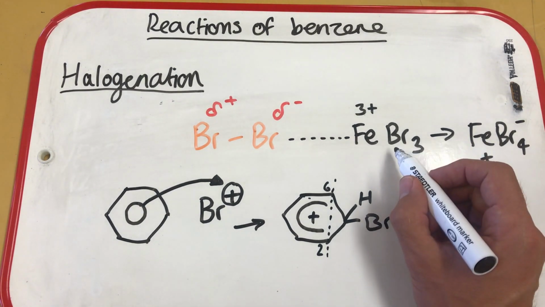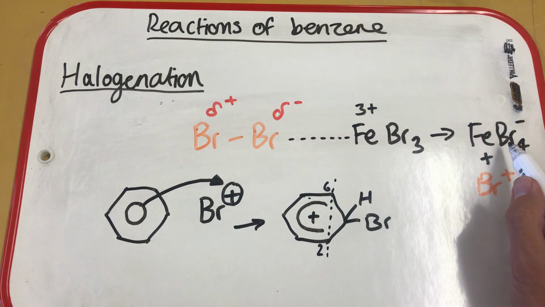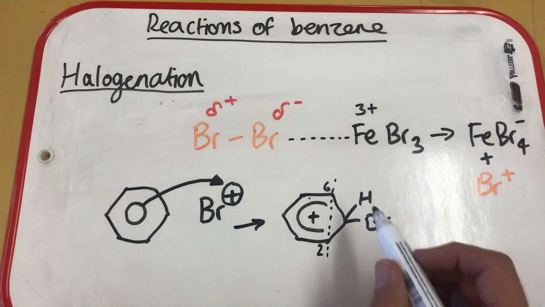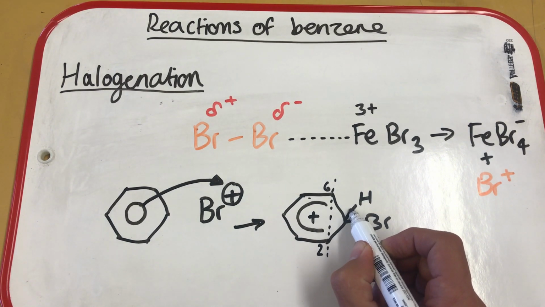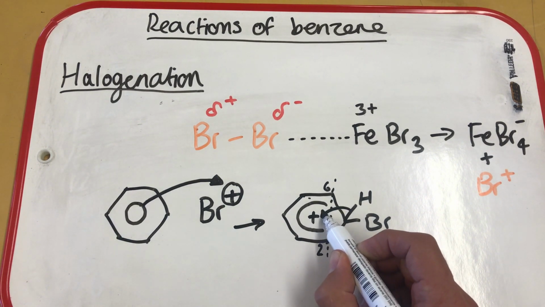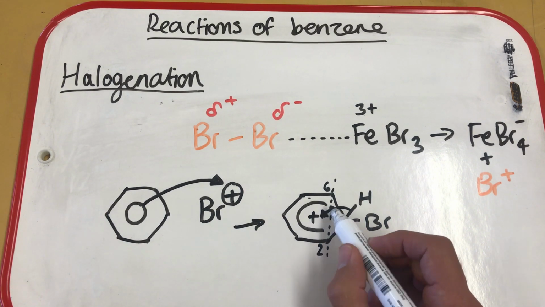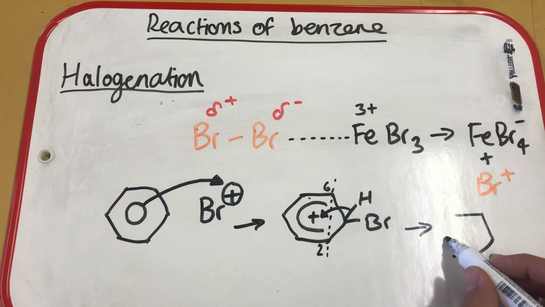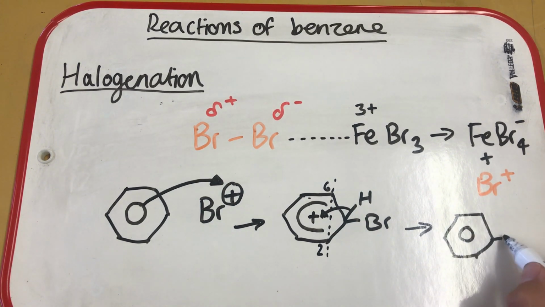I've said that the FeBr3 is a catalyst. Now, what we will need to show next is how the FeBr4- removes a hydrogen to reform the FeBr3 catalyst. What happens is the electrons from the bond between the hydrogen and the carbon are drawn back in to reform the benzene ring. The product of this reaction is therefore bromobenzene. The proton was released from this, and this is going to be used to reform the catalyst.